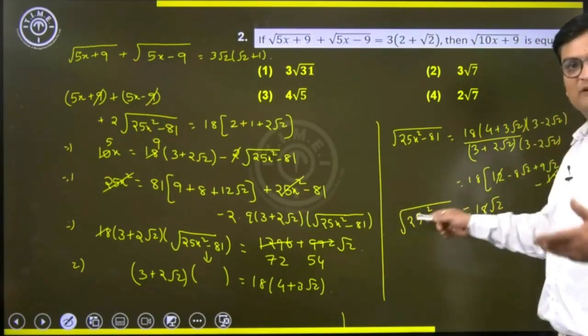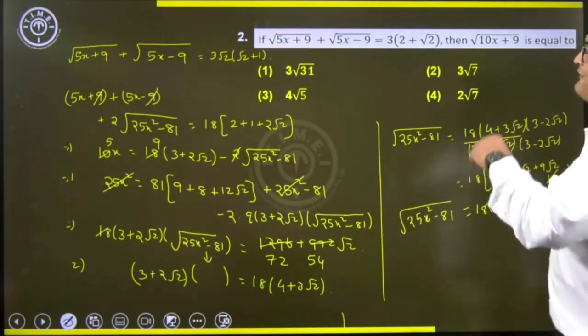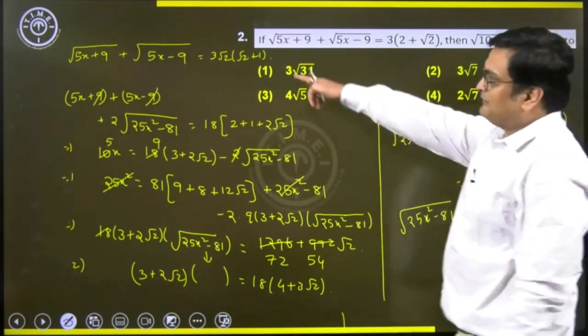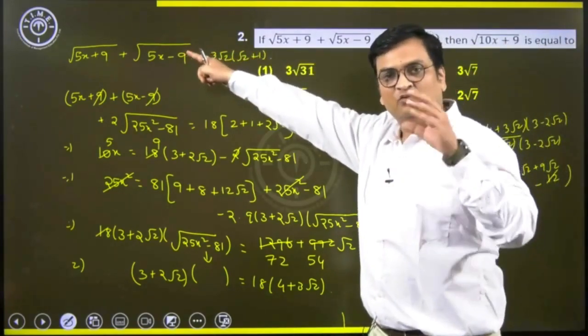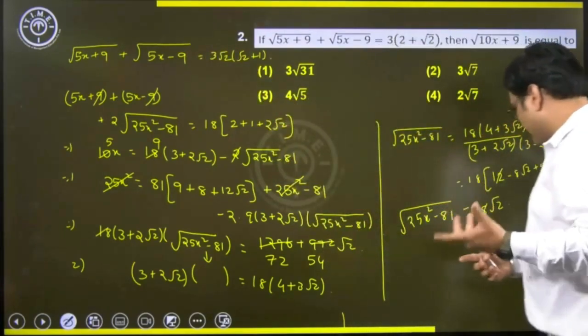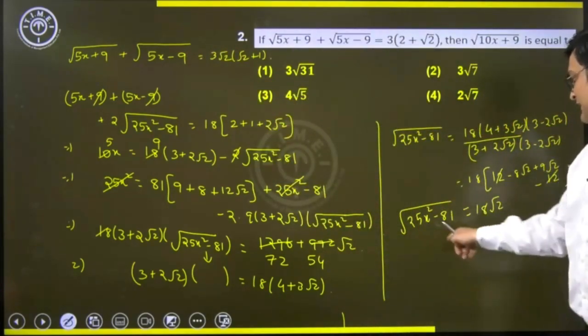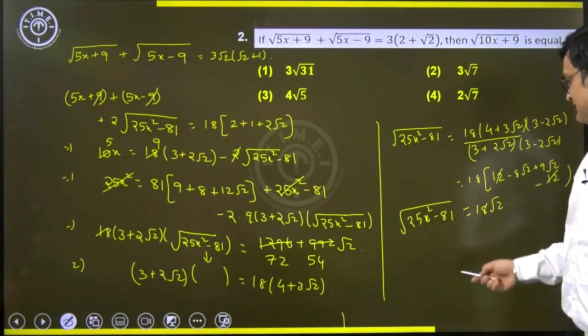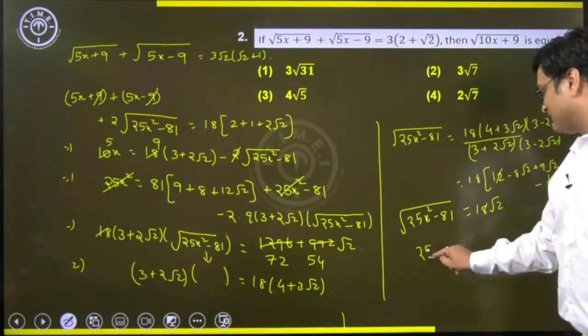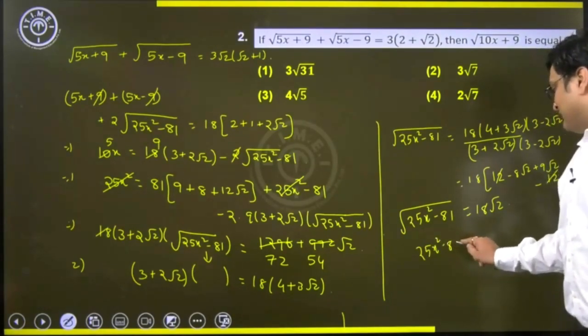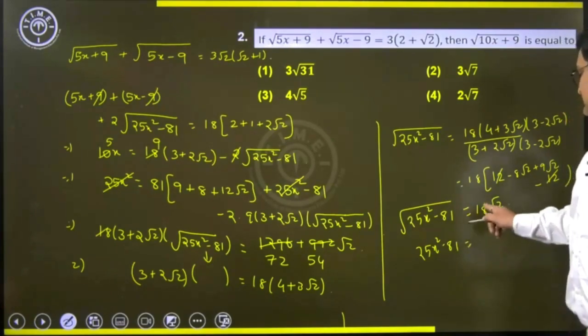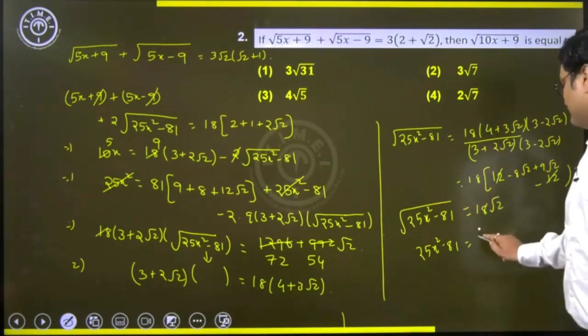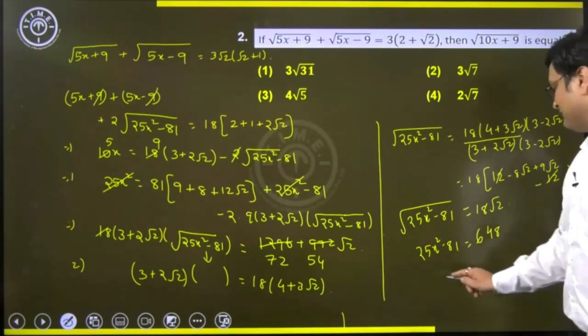Now you square on both sides. Please understand, we have come a really long way from that very complex equation involving 2 or 3 square roots to one wherein the square root is only on one of the terms involving variables. Square on both sides. You will get 25x square minus 81 equal to 18 square, 324 into 2, which is 648, and minus 81 becomes plus 81.